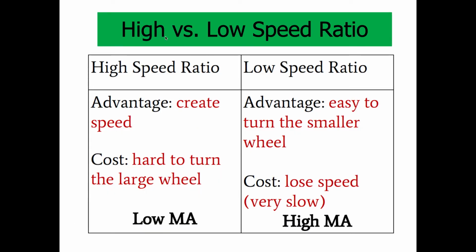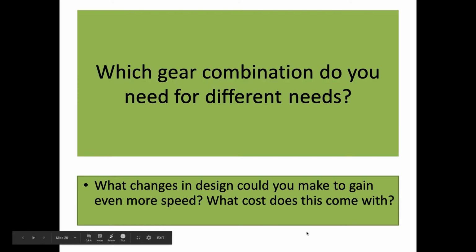So once again, high versus low speed ratios. High speed ratio, the advantage is that you create speed. Cost, it's hard to turn the larger wheel. You're going a lot longer distance when you're turning the larger wheel. Low speed ratio means it's easy to turn the smaller wheel. The cost is that you lose speed, but you get lots of torque or lots of force, meaning in other words that you have a high mechanical advantage.